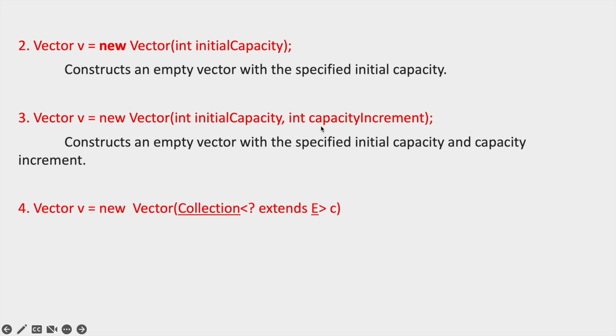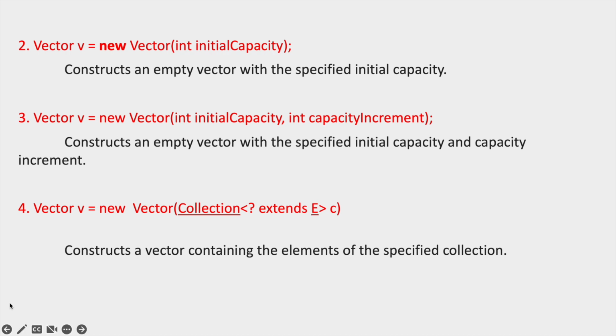And the next constructor is Vector v = new Vector(collection). This constructor is used to create a vector equivalent to the collection object. It creates a vector containing the elements of the specified collection. Whatever elements the collection has, we create an equivalent vector for that collection object.